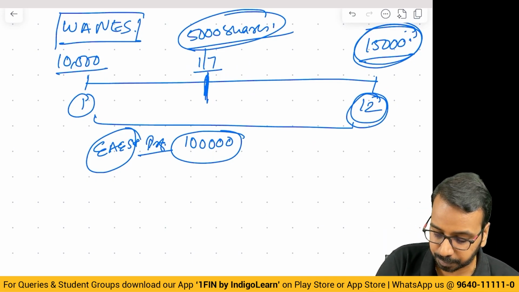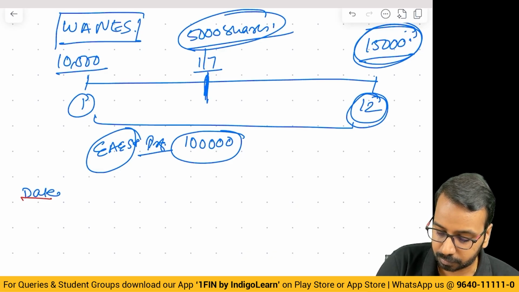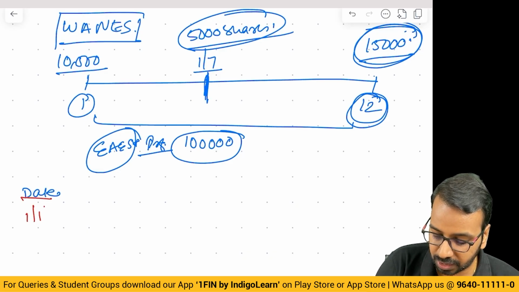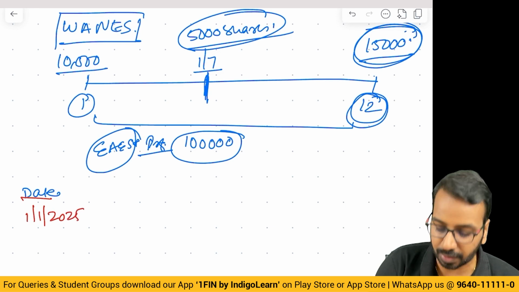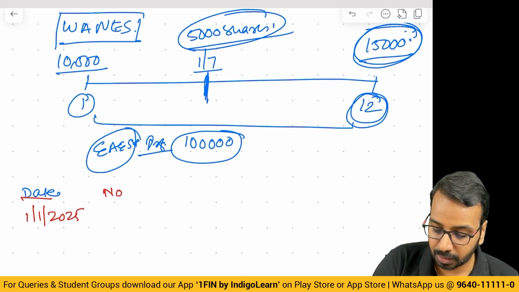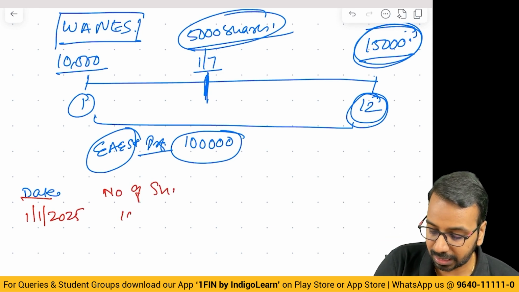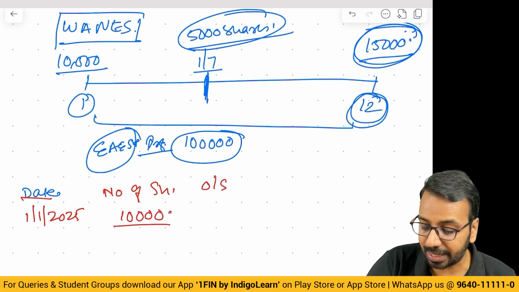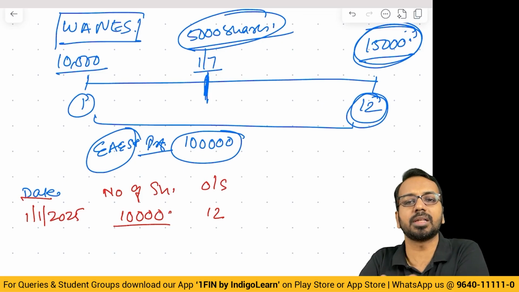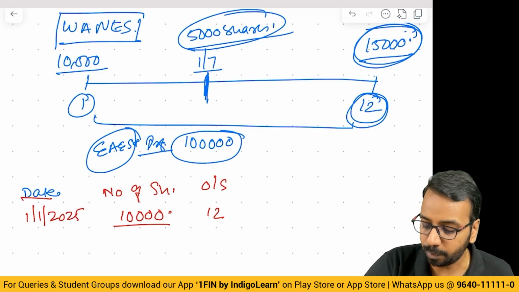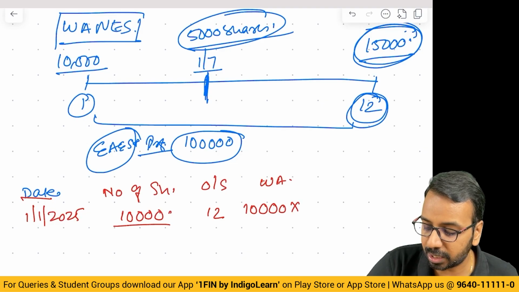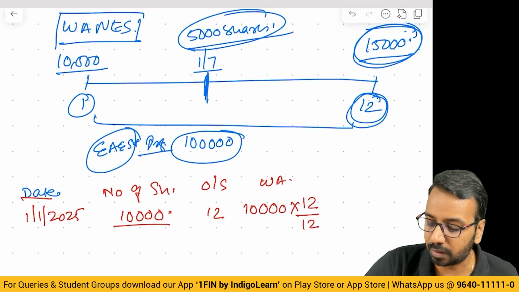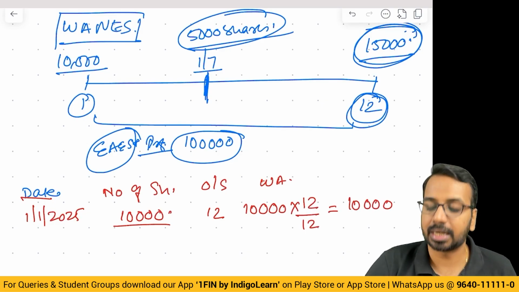First method is, on first of January of, let us say, 25, the number of shares is 10,000. These 10,000 shares are outstanding for the full 12 months. So when you calculate the weighted average, you take 10,000 multiplied by 12 divided by 12, you get 10,000.